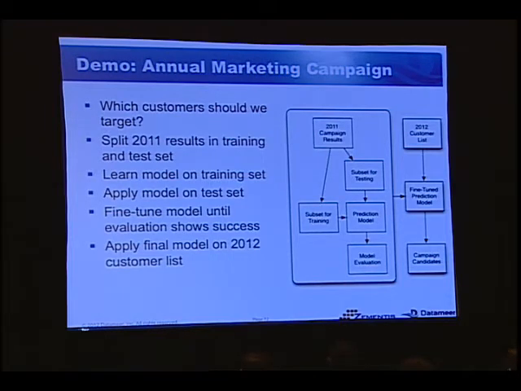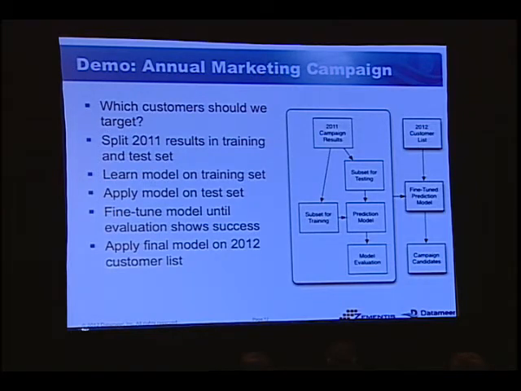Once you have that estimate, you can go back and see, okay, the model wasn't that good. Maybe I should tweak some of the parameters. Maybe I should use a different learning algorithm. So you can try to improve your model. And finally, after a few iterations, once your model is good enough for whatever you want to do, you take that model, deploy it, and apply it on the 2012 data to figure out which customers should be targeted and which not.